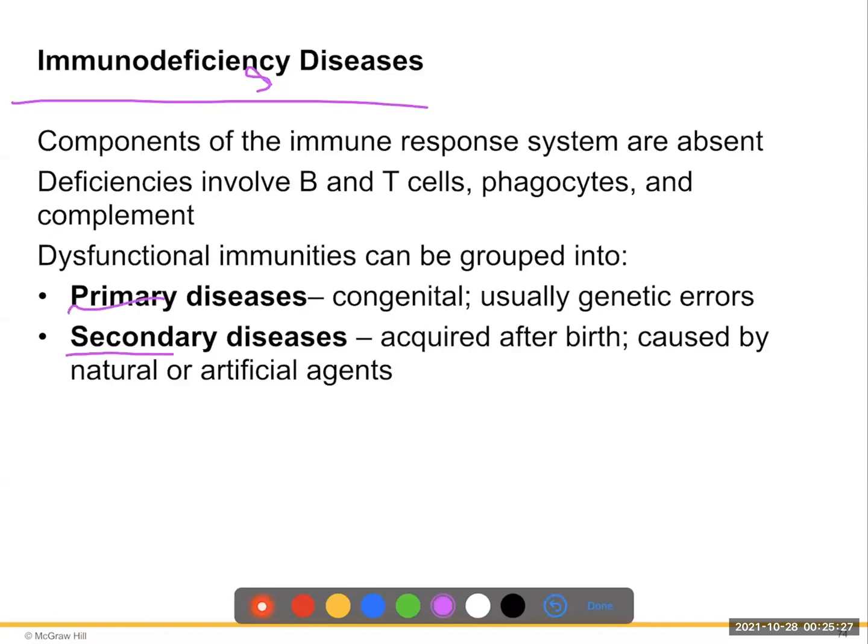Primary diseases are congenital, genetic errors, mutations in the DNA passed on to the offspring, and you get the disease. It's congenital, you're born with it. Secondary diseases are acquired after birth, caused by natural or artificial agents in your environment. So primary is congenital, secondary is after birth.